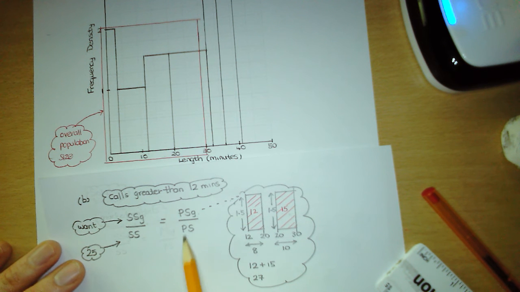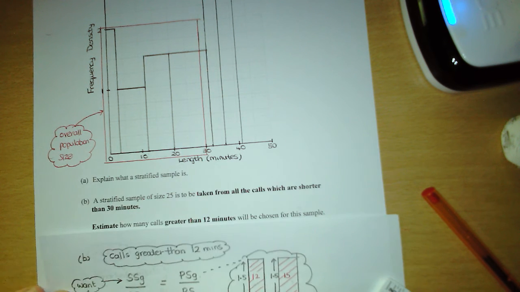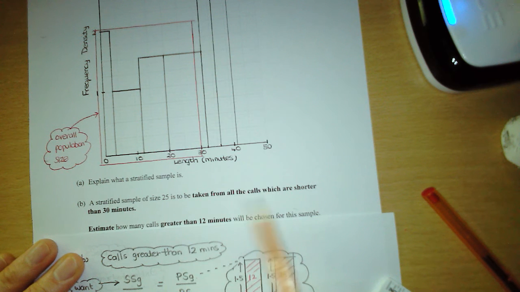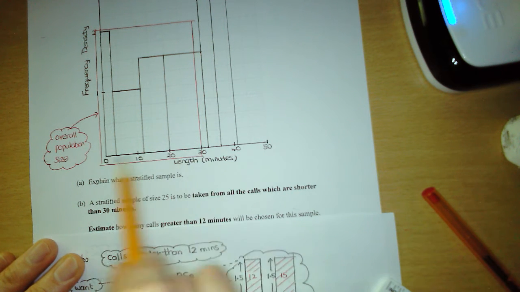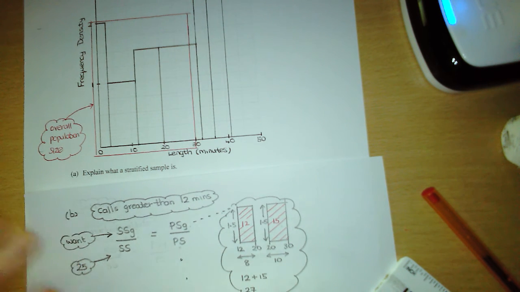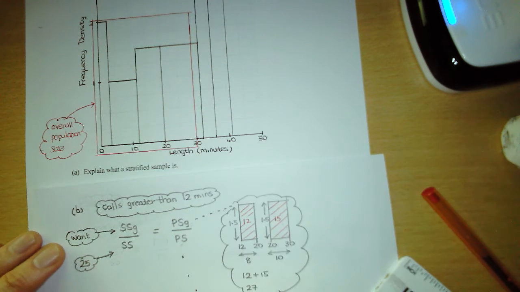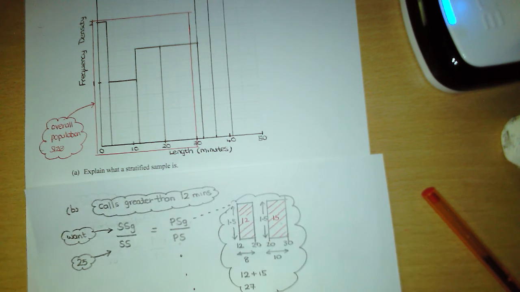Okay. So what we're going to do now is use the histogram to get the actual population size of all of the calls up to 30 minutes. Because remember, that was what we're investigating. We're investigating all the calls which are shorter than 30 minutes. So everything within this red box is the overall population size. So I am now going to work out all the areas of the bars that are inside this big red box. So we've got 1, 2, 3, we've got 4 areas.